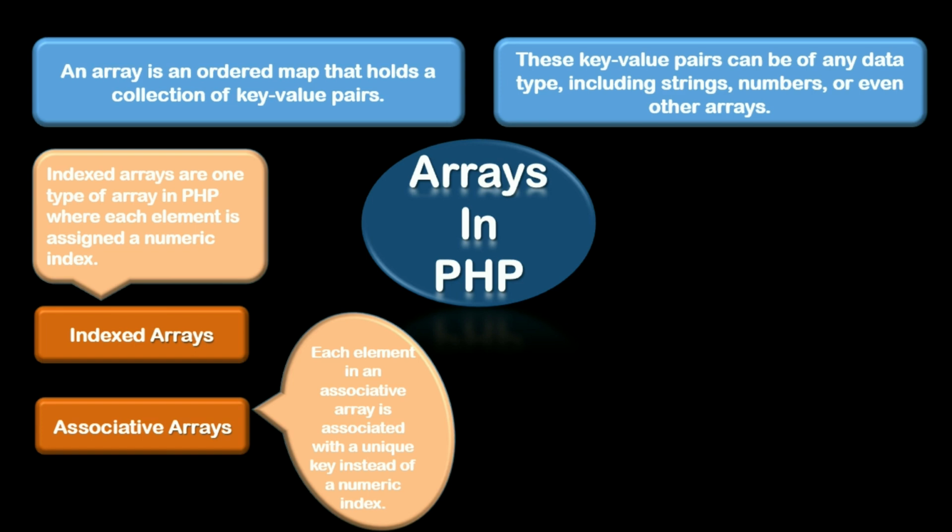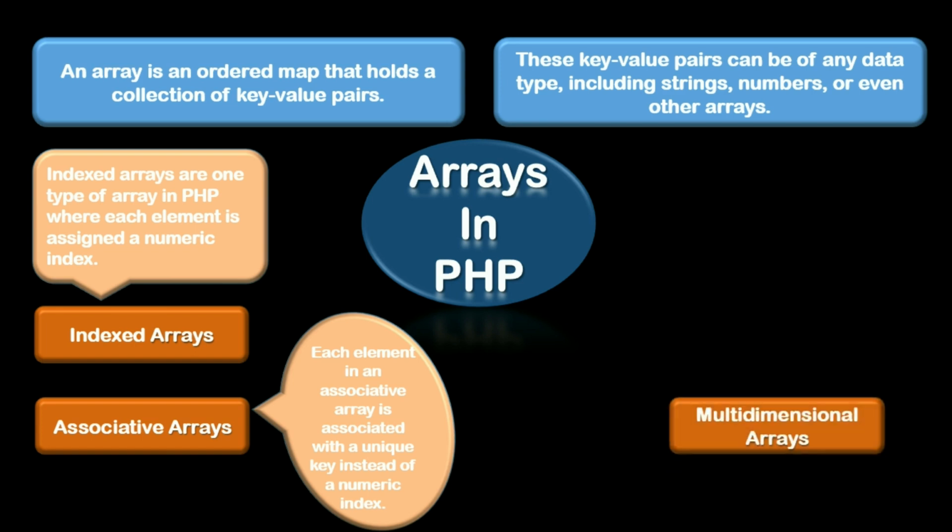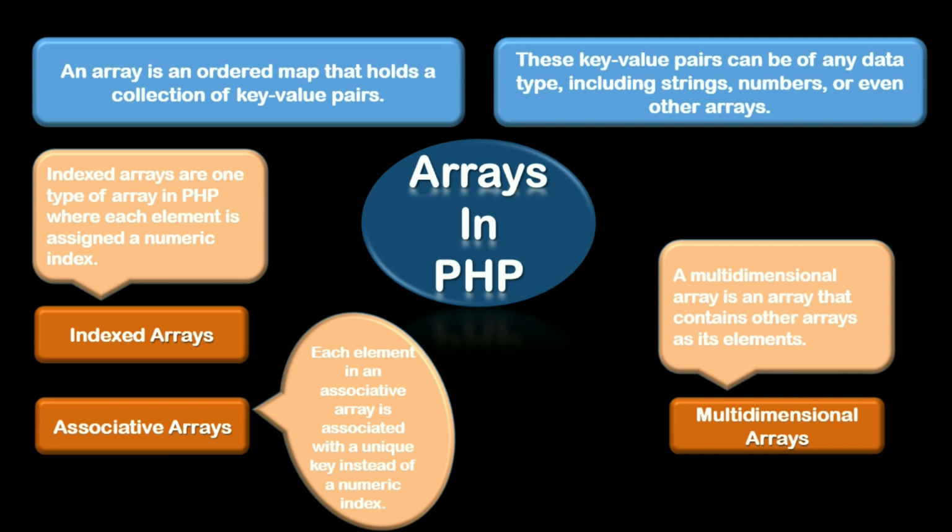The next array type is a multidimensional array. A multidimensional array is an array that contains other arrays as its elements. This allows us to organize data in a structured manner, creating a hierarchical structure. Okay, let's move to the examples.